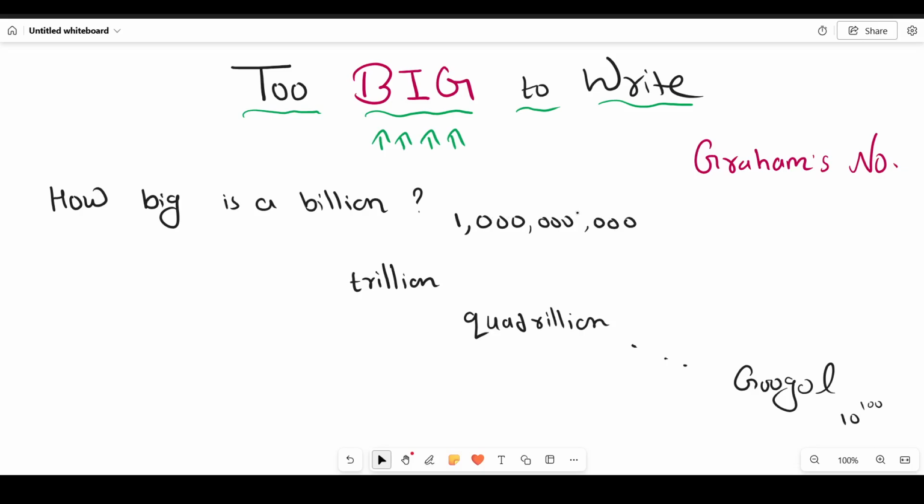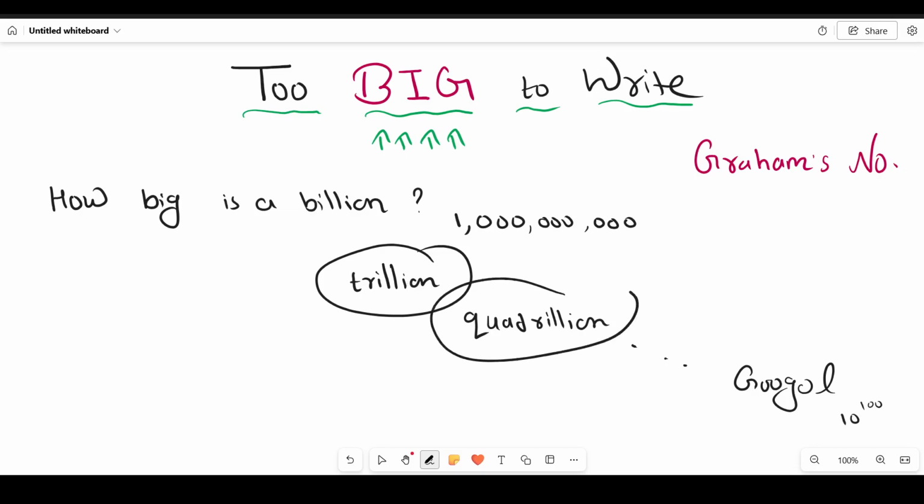Now let's go bigger: a trillion, then a quadrillion, and then finally jump to the Googol number. A Googol means 10 raised to 100, which means a 1 followed by 100 zeros. Quite big, already far bigger than anything we encounter in our daily life. But mathematicians didn't stop there.